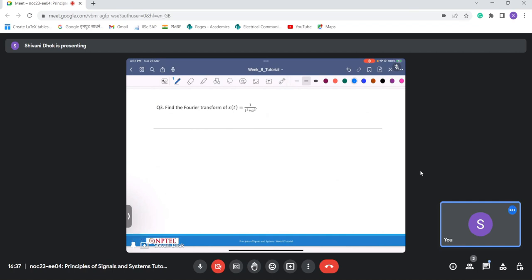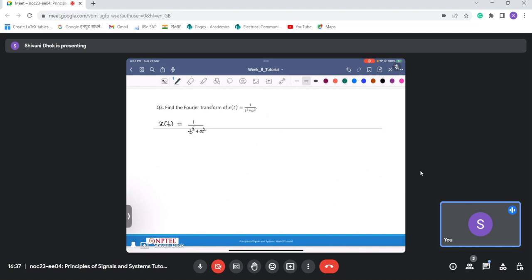Okay, let's look at the next question. What we have been given is a signal x(t), which is equal to 1 upon t square plus a square, and we need to find its Fourier transform.